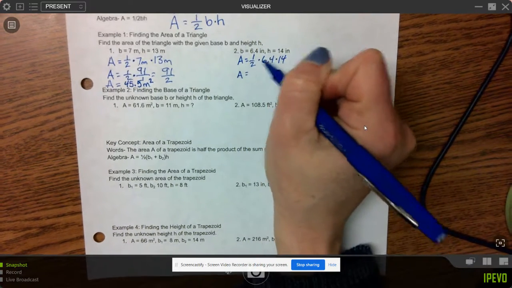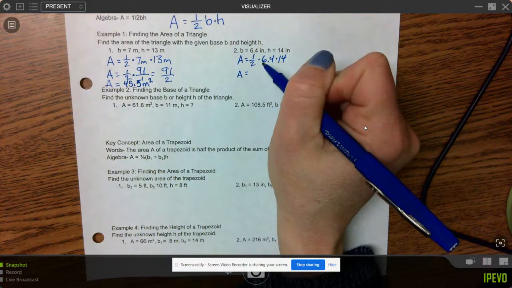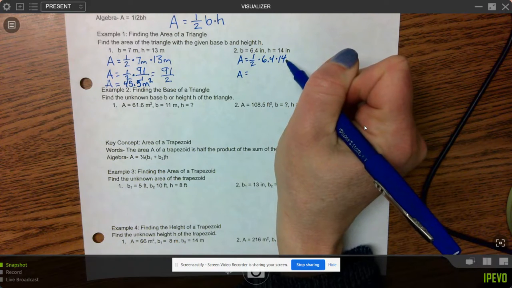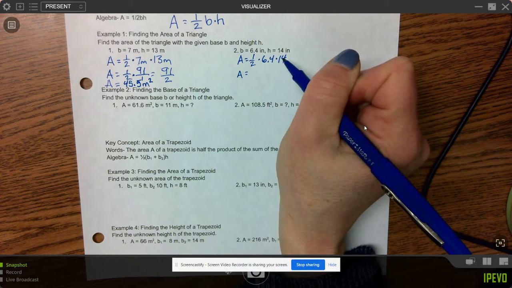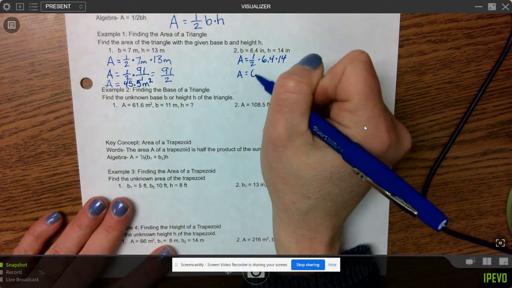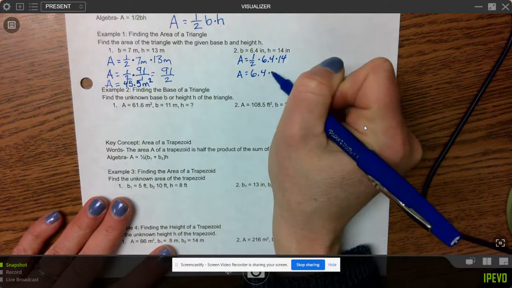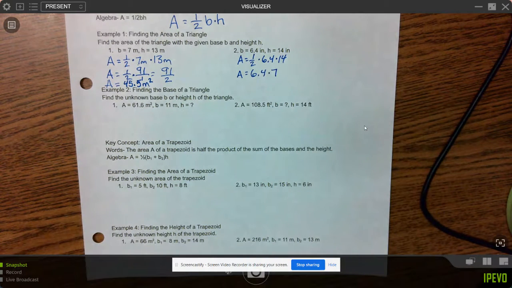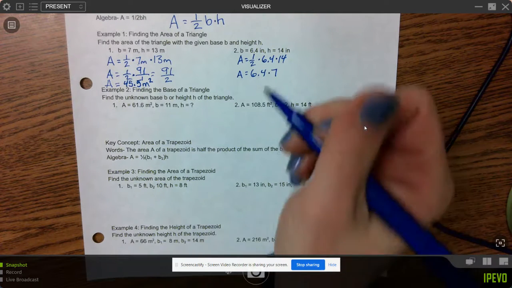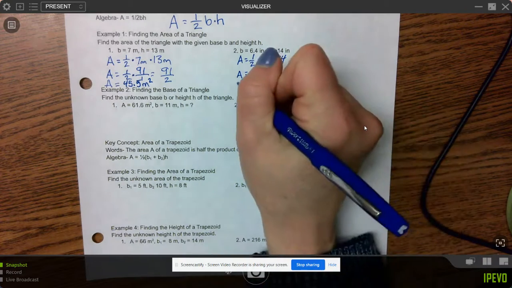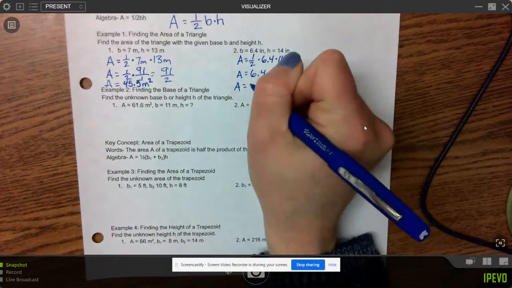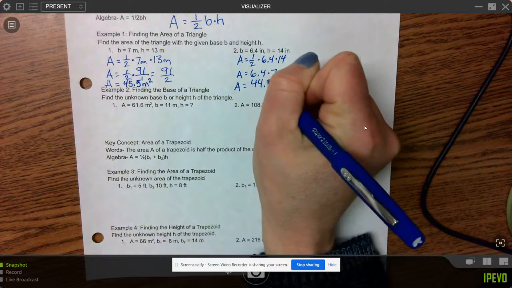Sometimes we can do that 1/2 right away when we have those even numbers. Do you know what 1/2 of 14 is? 7, because 2 times 7 is 14. So I could do that mental math in my head, and I just have to do 6.4 times 7. What did you get? I got 44.8. Yep. So when we do 6.4 times 7, we get 44.8.